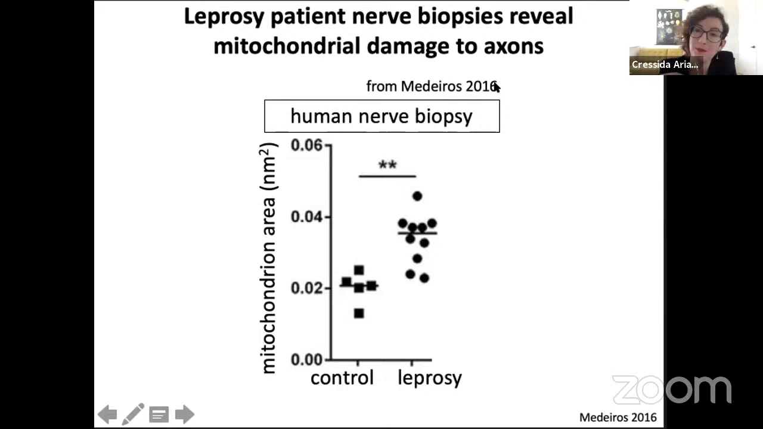And until this paper came out, I had no idea how to interpret this finding that I had of increased mitochondrial size. And so when this paper came out in humans, I was like, yes, finally. I'm finding some agreement with what's seen in humans. So that was very satisfying.